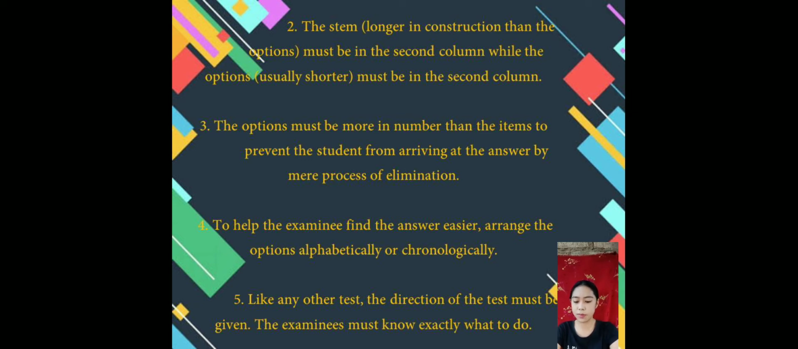The options must be more in number than the items to prevent the student from arriving at the answer by mere process of elimination. Number 4. To help the examinee find the answer easier, arrange the options alphabetically or chronologically. Number 5. Like any other test, the direction of the test must be given. The examinees must know exactly what to do.